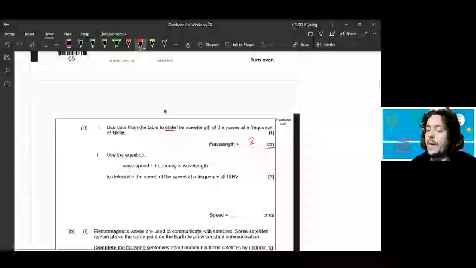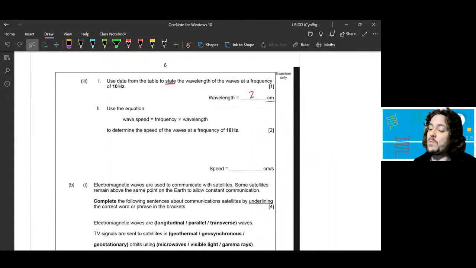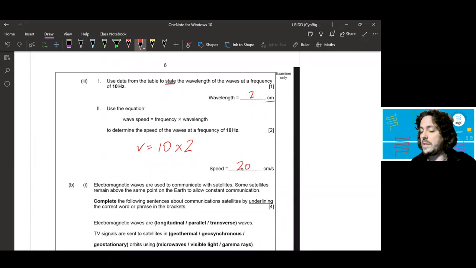Use the equation wave speed is equal to frequency times wavelength to determine the speed of the waves at a frequency of 10 Hertz. Wave speed, V, I could have written down all of it, but I'll just use V for velocity or wave speed, is equal to frequency. In this case, it is 10 times 2, giving us a wave speed of 20 centimeters per second.